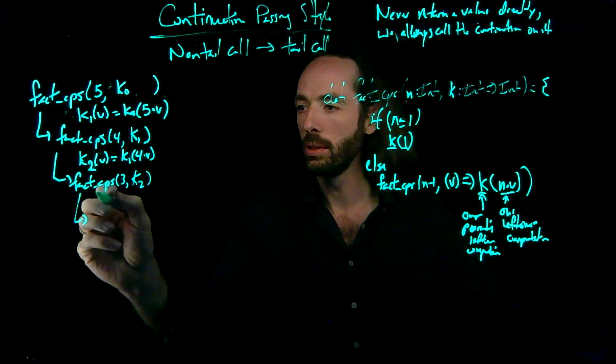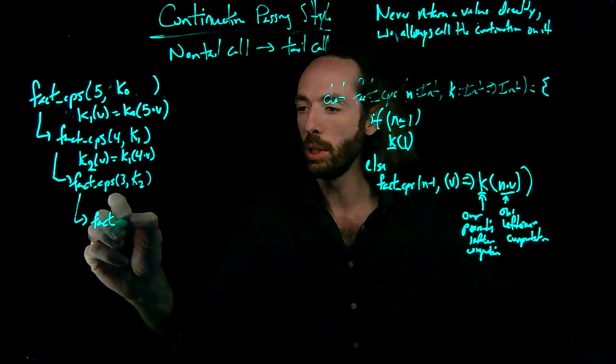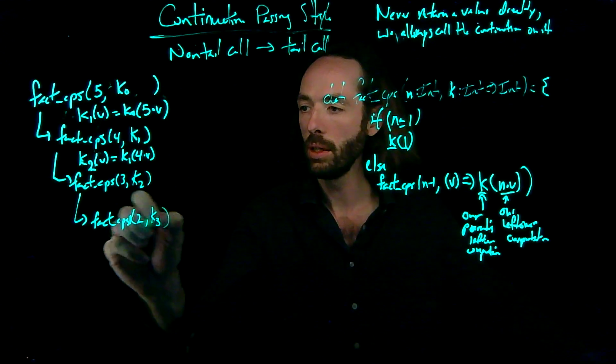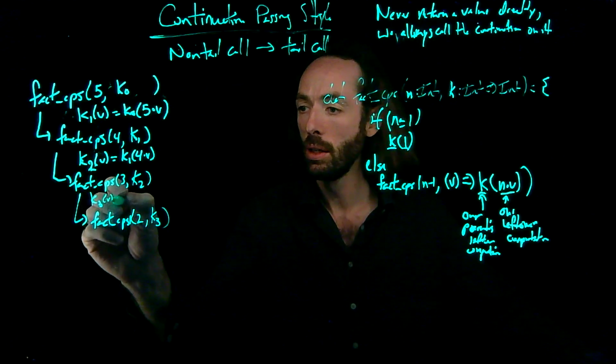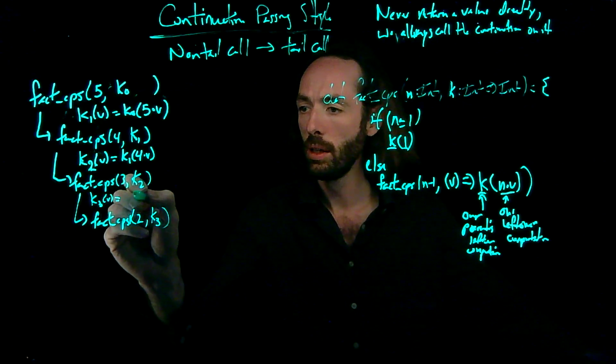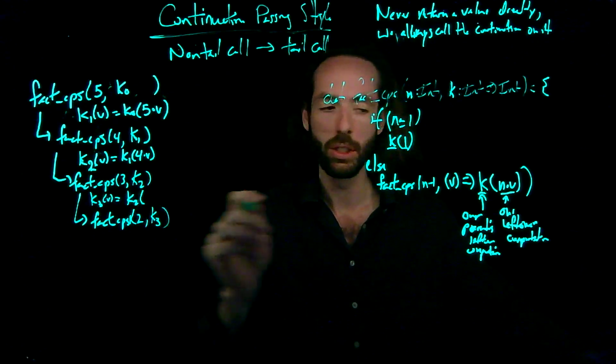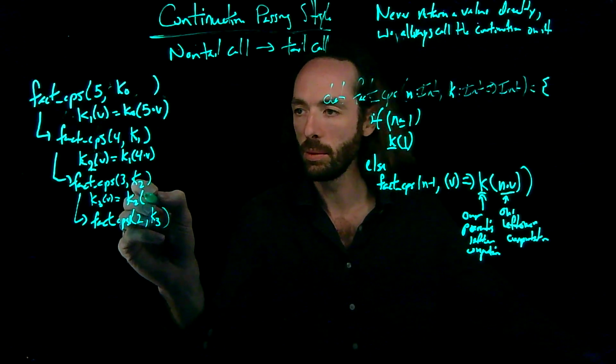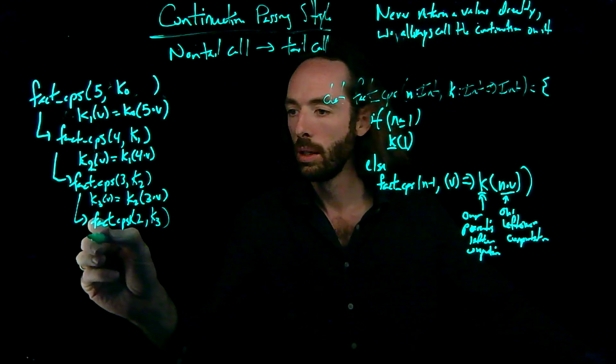This one likewise is going to call fact CPS of 2 with K3. And what's K3 do on some value v? Well, it's going to do what its parent needs it to do, which is K2. And then we do whatever leftover we need here. So 3 is our n in that case, and we're going to do 3 times v.